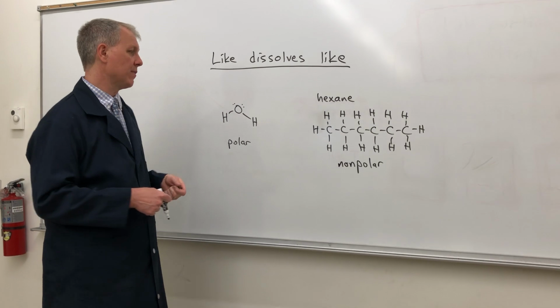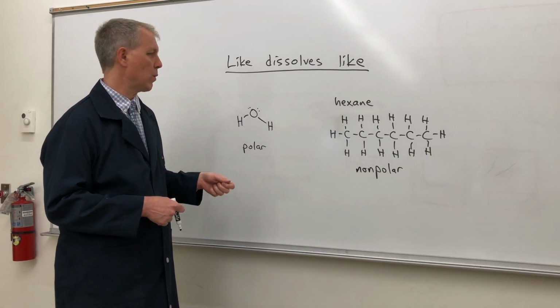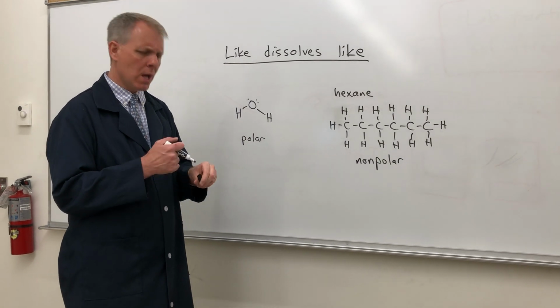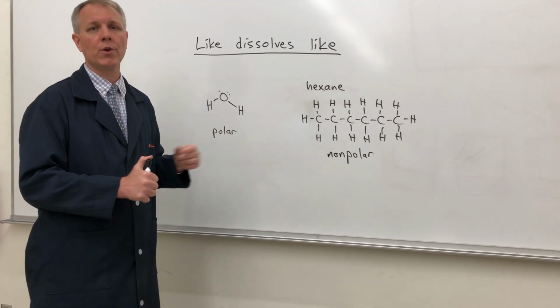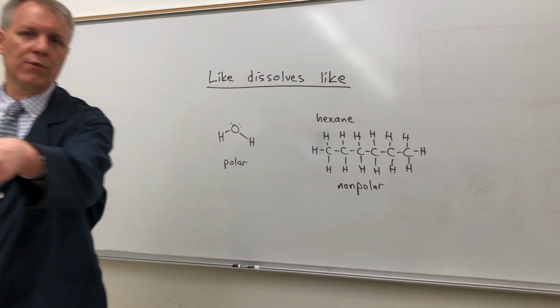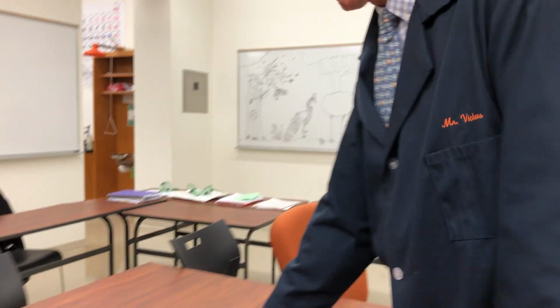Things that don't have similar intermolecular attractions don't mix well together. So hexane and water, like oil and water, don't mix. Why is it that similar intermolecular attractions are required for mixing? Well, we can see a model of that over here with my stir bar and chalk molecules.